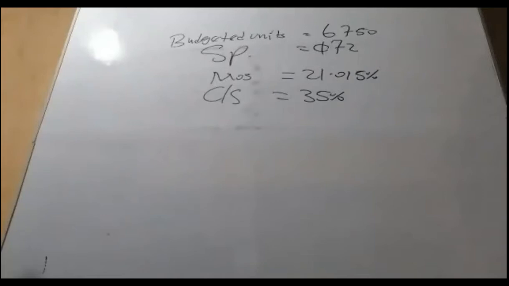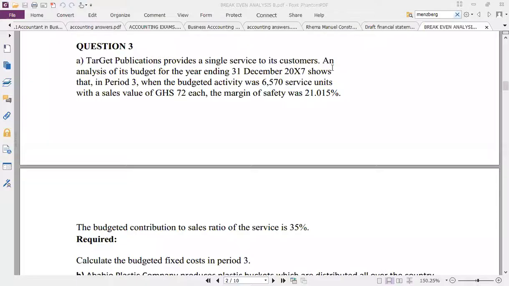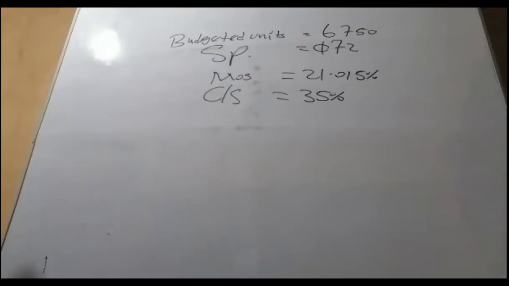The budgeted activity level is 6,570. Good.